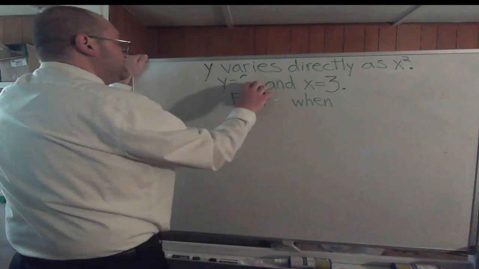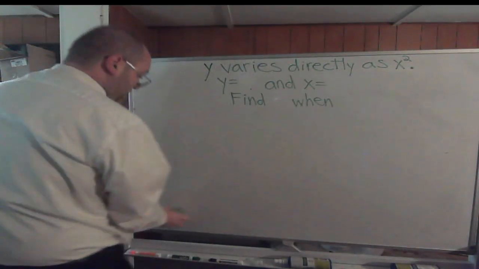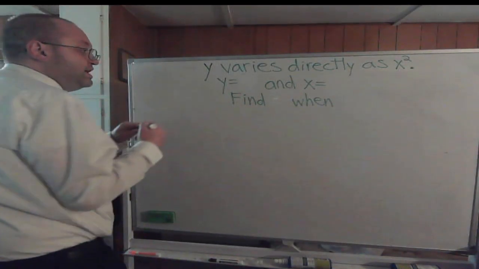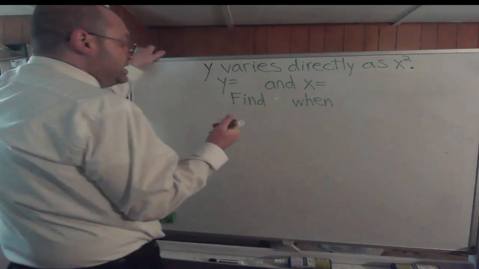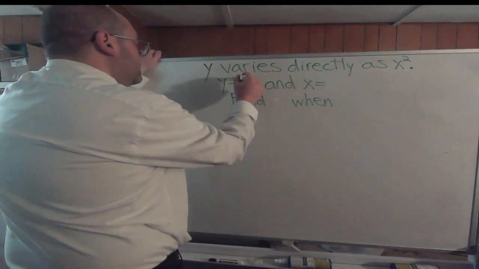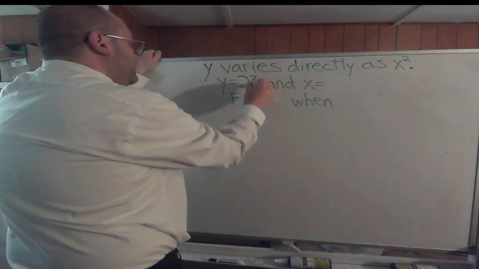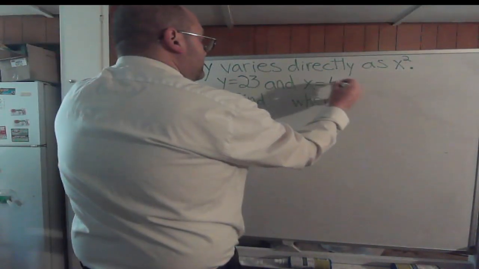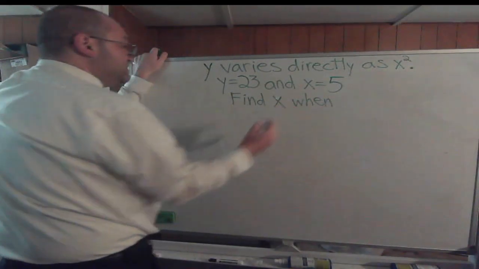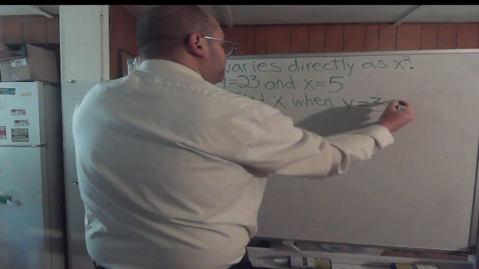All right. Let's see here. 2 more problems of direct variation, then we'll move on to inverse variation. So y, we'll say, will equal 23. We'll make y 23. x will equal 5. This time find x when y equals 30.